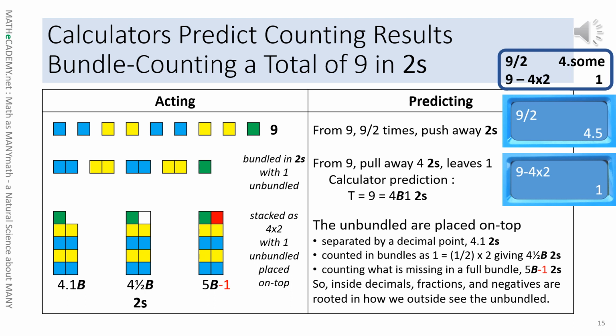Separated by a decimal point, 4.1, 2s, or counted in bundles as 1 equals 1 over 2, times 2, giving 4.5 bundles, 2s, or counting what is missing in a full bundle, 5 bundles less 1, 2s. So, inside decimals, fractions, and negatives, are rooted in how we outside see the unbundled.